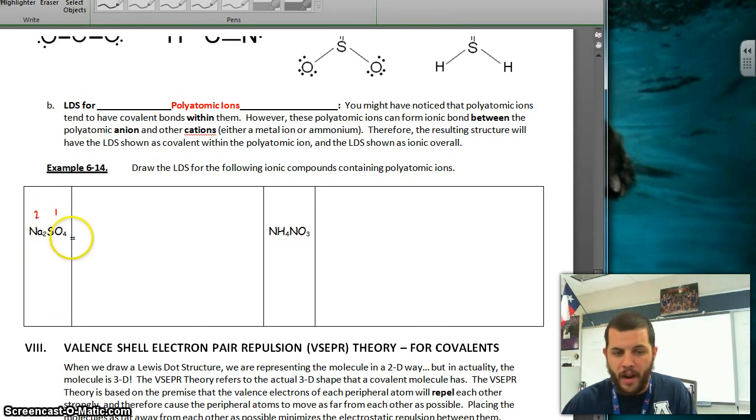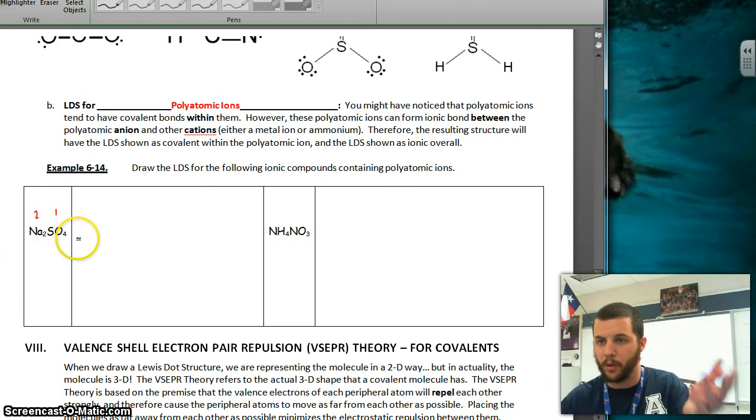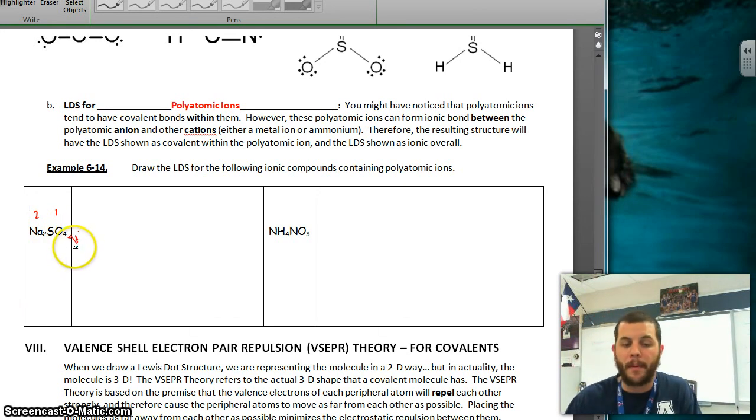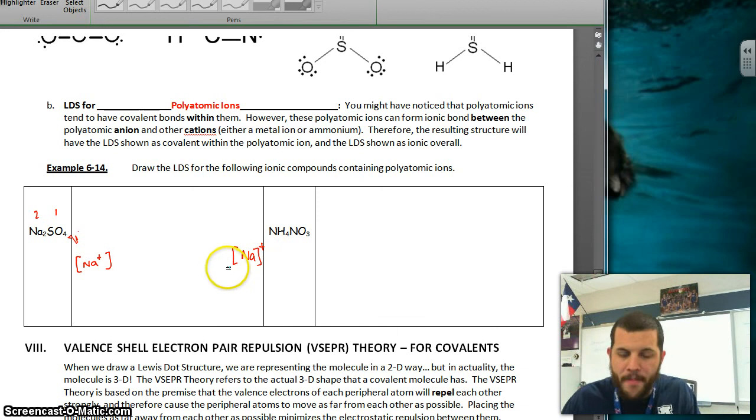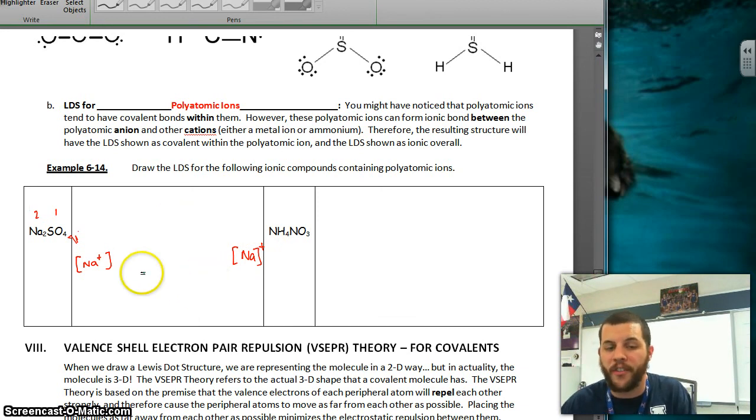So what I need to do now is draw my Lewis dot structure. For ionic compounds, I've got to use brackets. Okay, brackets and charges. So I'm going to put a sodium here, Na+. There's 1. And I'm going to put a sodium over here, Na+. And that means that I need to put my sulfate in between.